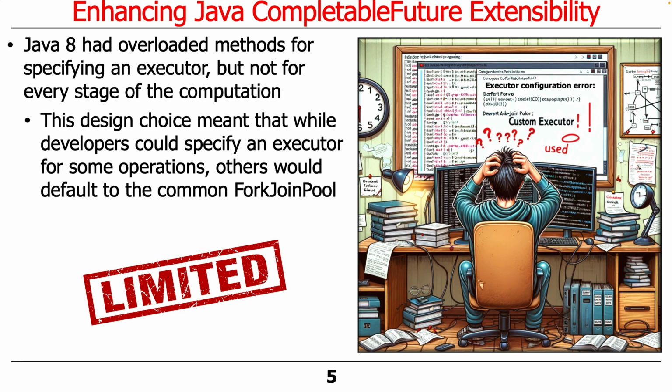As a result, some operations would default to running in the common fork join pool, whereas others would run in whatever executor you had defined, which was very confusing and caused you to scratch your head and tear your hair out. I asked ChatGPT to generate a diagram that showed the frustration developers felt because of this limitation with Java 8, and this is what it came up with, which was actually pretty funny.